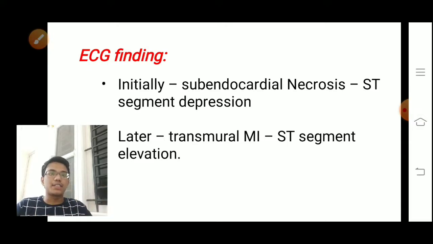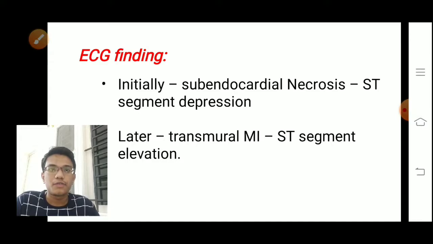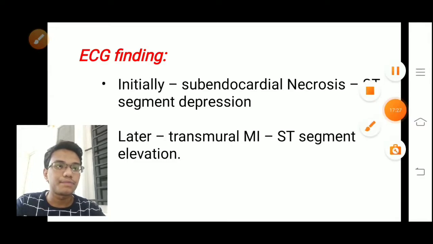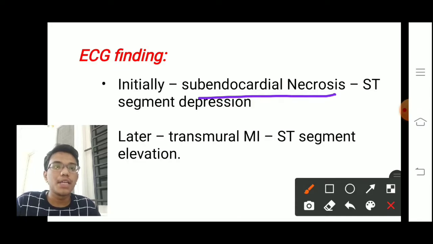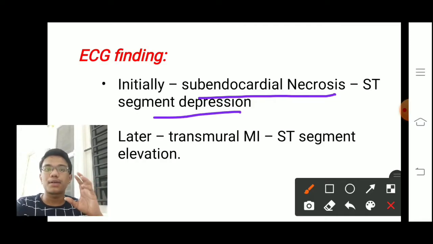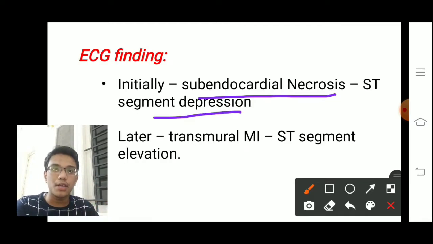Now coming to the ECG findings, this is an important topic. Basically it is a little bit medicine oriented, so if you are final year students watching this, it should be helpful for you. In the ECG findings, initially there will be subendocardial necrosis. The patient initially develops MI and faces subendocardial necrosis. And what happens at this stage? ST segment depression occurs. You know that if subendocardial ischemia or necrosis occurs, the ST segment should get depressed.